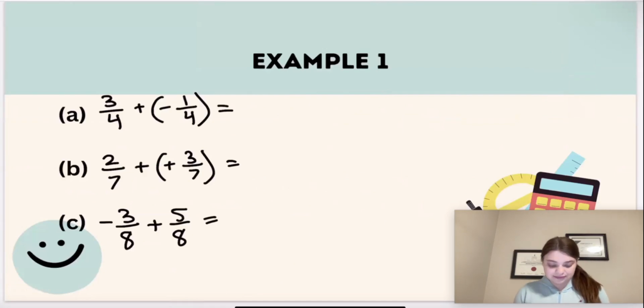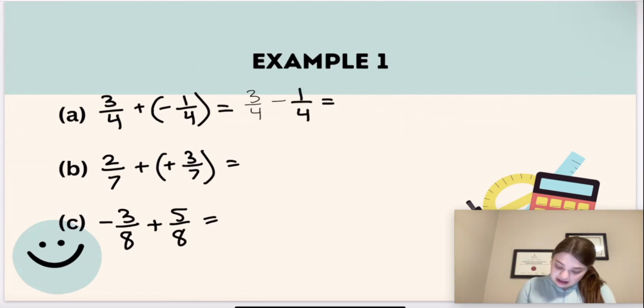So here are some examples. The first one is 3/4 plus -1/4. For this one, I'm first going to take a look at the signs. We're adding a negative number, and recall from the adding and subtracting integers video that adding a negative number is the same as subtracting. So this is going to be 3/4 minus 1/4, like that. And then recall, how do we add or subtract fractions? Well, we add or subtract the numerators, so 3 minus 1 gives us 2, and then the denominators stay the same. So the answer is 2 over 4.